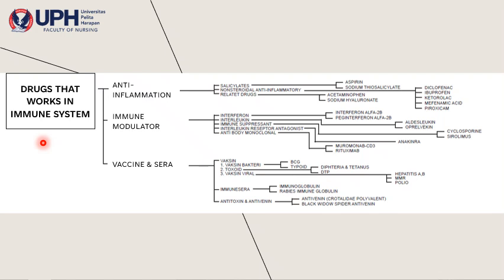Now we move on to the drugs that work in the immune system. Basically we have three types: anti-inflammation, immune modulators, and vaccines or sera. You have this type of medication as anti-inflammation. Then you have interferon, interleukin, immunosuppressants, interleukin receptor antagonists, and monoclonal antibodies as the immune modulators. Then, because vaccines work in your immune system, you have vaccines from bacteria, toxoids, as well as vaccines for viruses. And you have immunosera, antitoxin, and antivenin.